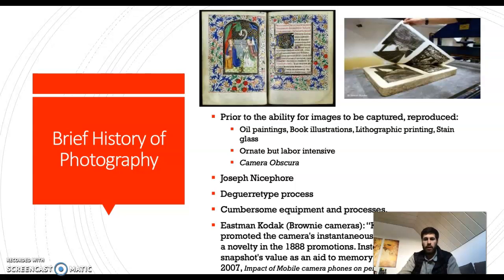And then in the later 1800s, close to the turn of the century, after Eastman invents his film, we see the idea for picture taking in cameras starting to change a little bit. And this quote from one of my sources, written by Lisa Guy in 2007, an article titled "The Impact of Mobile Camera Phones on Personal Photographic Practices." There's a quote in there that said, "Kodak no longer promoted the camera's instantaneous capabilities that were a novelty in 1888 promotions. Instead, the idea of a snapshot's value was an aid to memory was promoted."